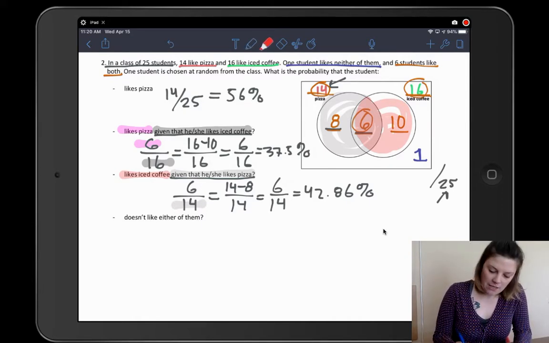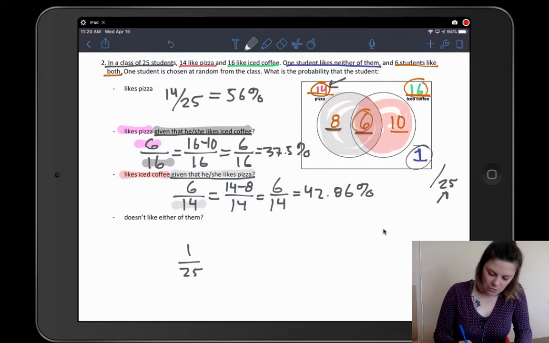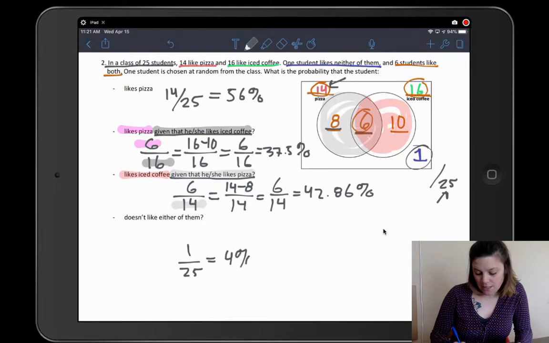Okay, and then the final one is they don't like either of them. This has no conditional probability, so we know it's just out of the total. And then we can see here that the people on the outside, the haters, are 1 out of 25. So 1 divided by 25 is going to be 0.04, which is 4%, not 40%. Make sure you're getting that right.